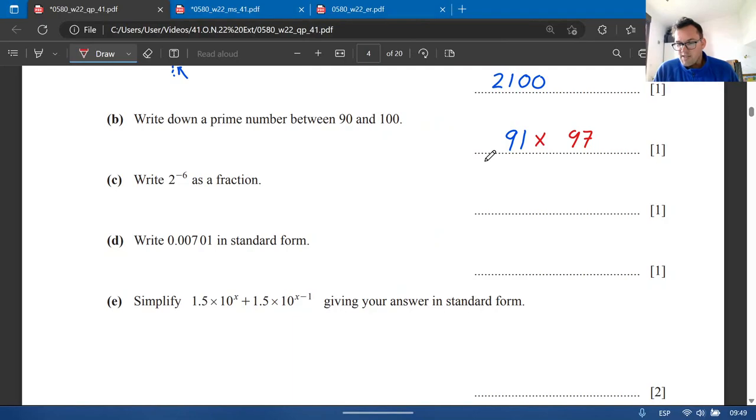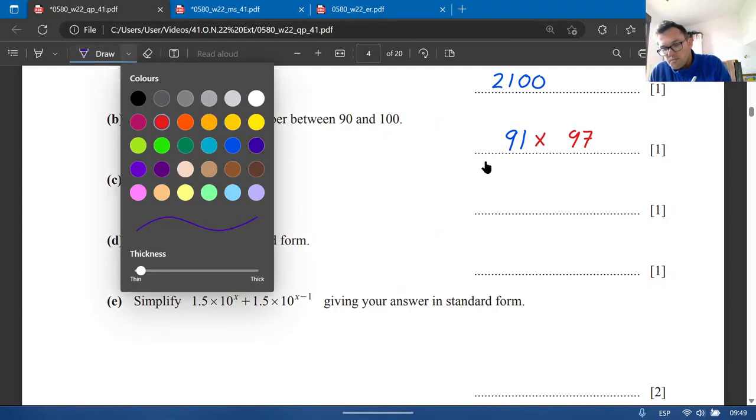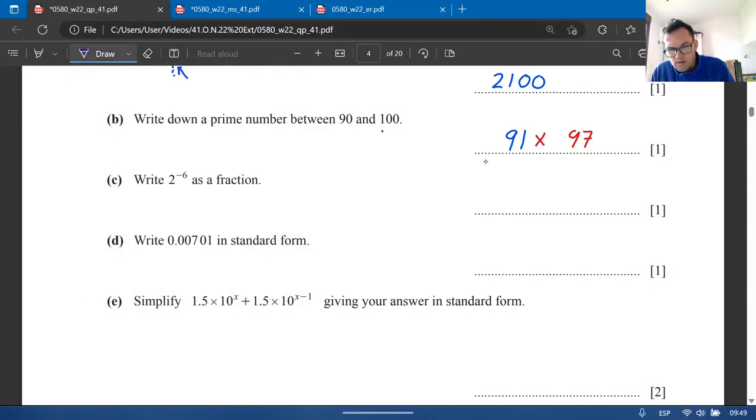2 to the power of minus 6 as a fraction. Remember the rules of indices. Meaning if you've got a number to a negative power, you can write it as a denominator like this. So that means 2 to the power of minus 6 we can write as 1 over 2 to the power of 6.